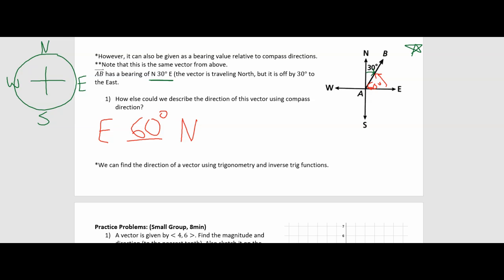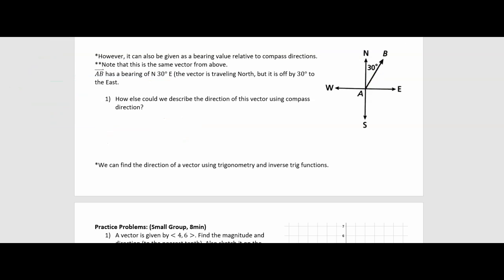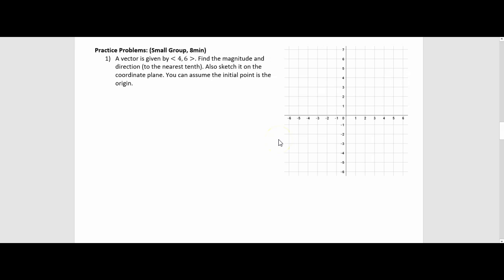All right. We've talked about how to name a vector. We've talked about how to find the magnitude or the length. And we've talked about how to describe the direction. Now let's learn how to put all of that together in a single problem. We have a vector that's given by 4, 6. Those are the component forms. We need to find the magnitude and direction to the nearest tenth. We're also going to sketch it on the coordinate plane. We can assume that the initial point is the origin.